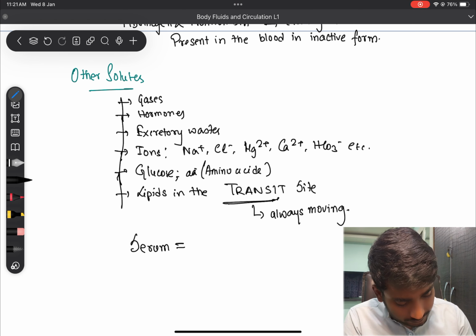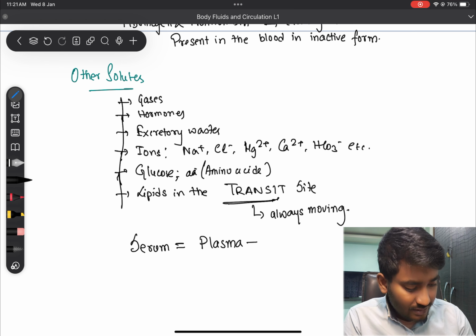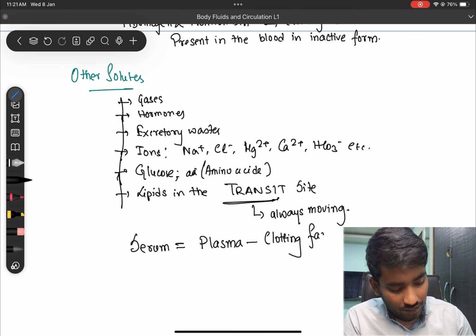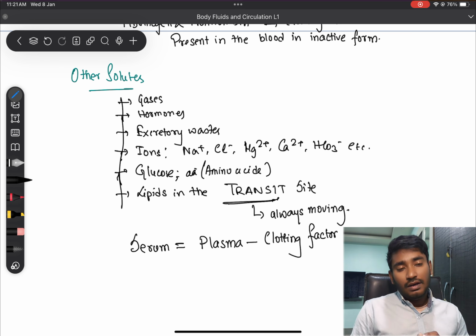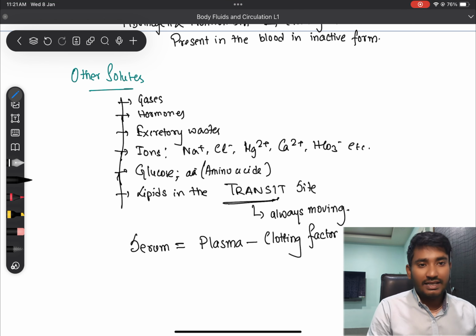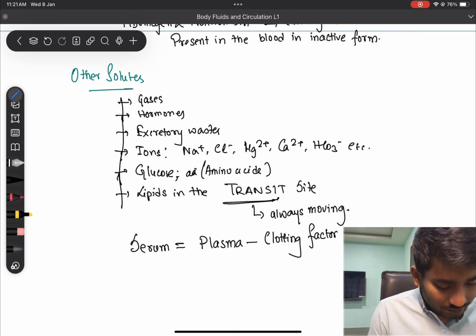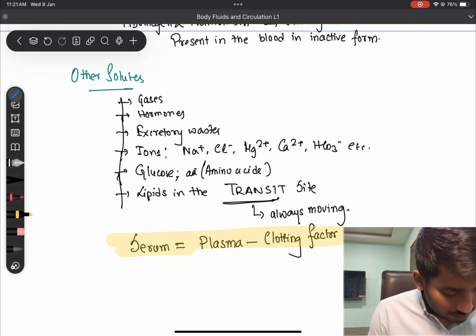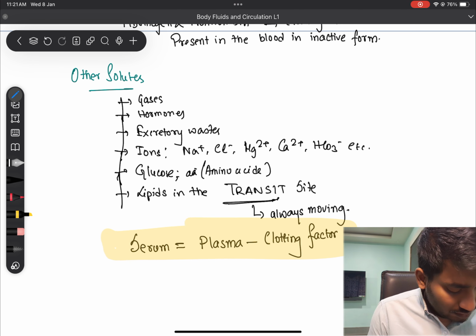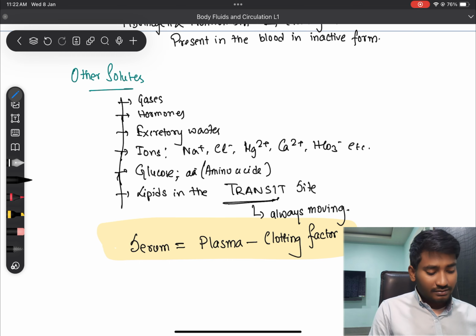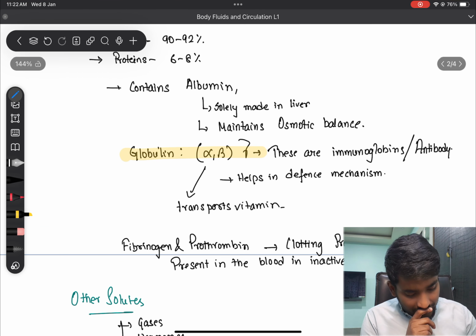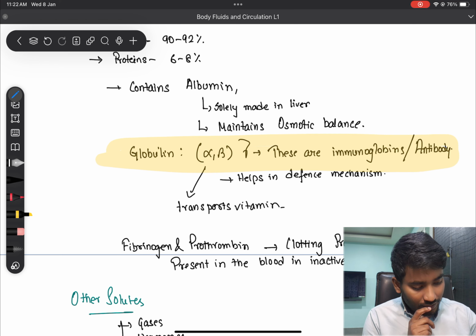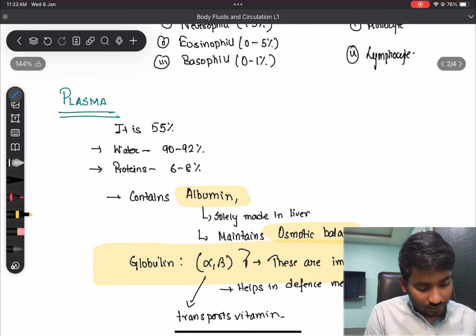Now serum, what is serum? Plasma minus clotting factor. If we remove the clotting factors from plasma, it becomes serum. Okay, this is very much important. It comes in NEET. So this is also important. Gamma globulins are important. Albumin maintains the osmotic balance. Okay.